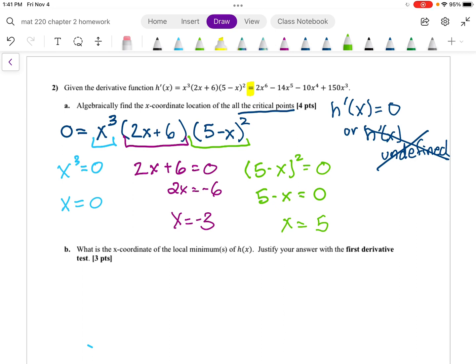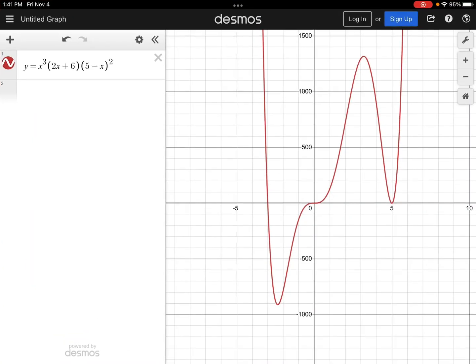And this would be a good point to pull up Desmos and double check that you did your algebra correctly. So I'm going to do that right now. I have ready for us in Desmos the graph of the derivative. If you notice on this graph, we have three zeros: a 0 at negative 3, a 0 at 0, and a 0 at 5. All right, I found the critical values. There are no other zeros. So I'm going to go back now and see what I'm asked to do next.